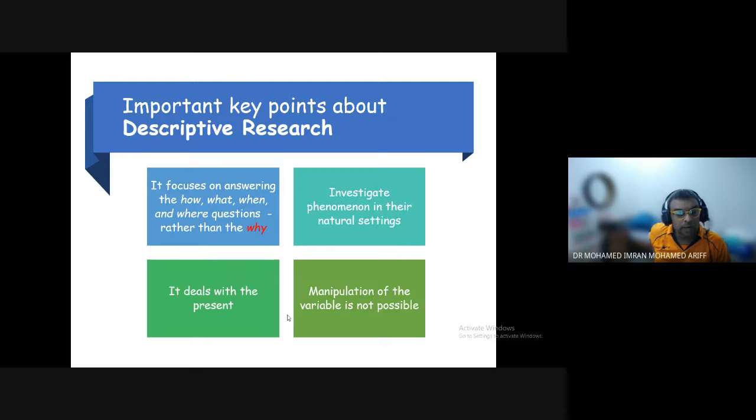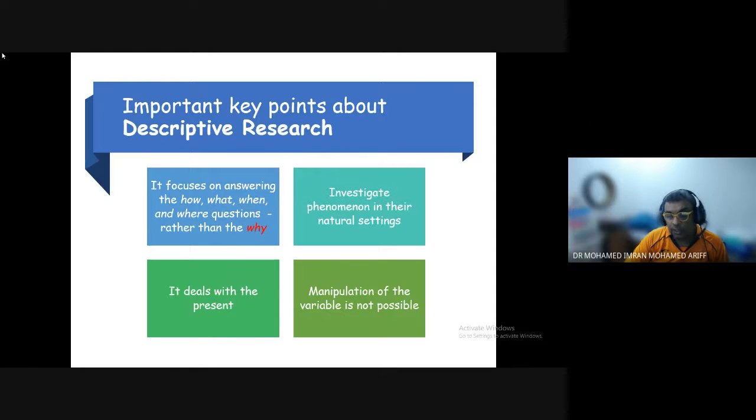Okay, so what do we mean by manipulation of variables is not possible? For example, exercise and losing weight. This is my favorite example; in all my classes I use it. Our target is to lose weight, which is everyone's target. There are three methods of losing weight: one is exercise, one is fasting, and another is eating less. And all of these lead to losing weight.